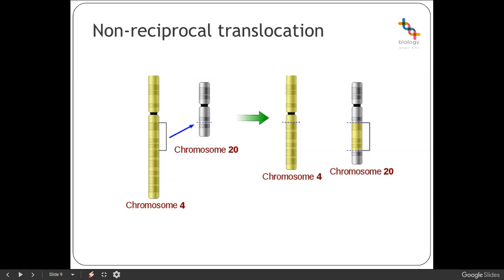Non-reciprocal translocation is the other kind, and that's what we looked at to begin with. It's when one section of chromosome 4 has come over and inserted itself into the middle of chromosome 20. So again, that's quite different. We've not swapped them, and this one has just lost a piece and this one has gained a piece.